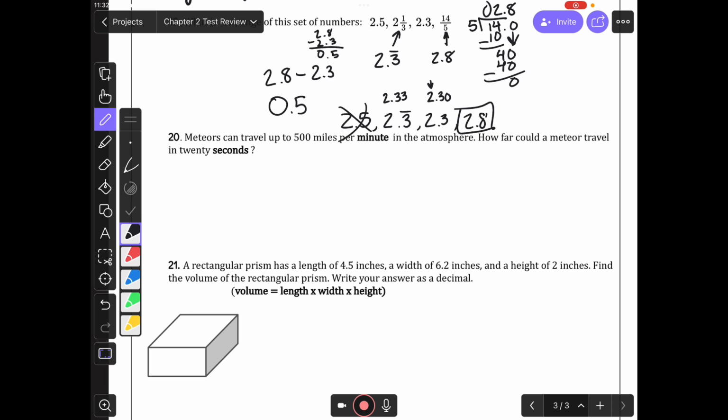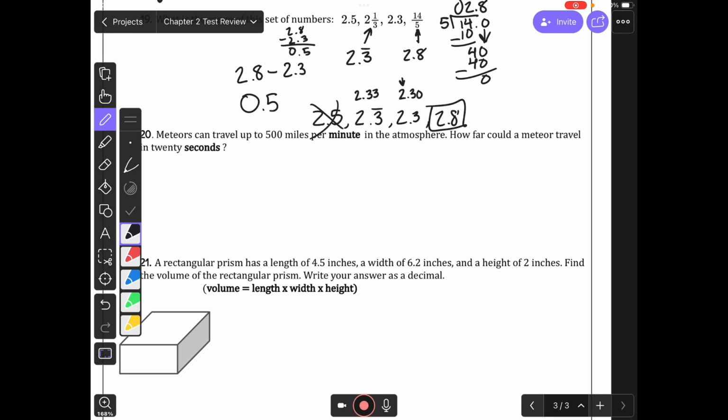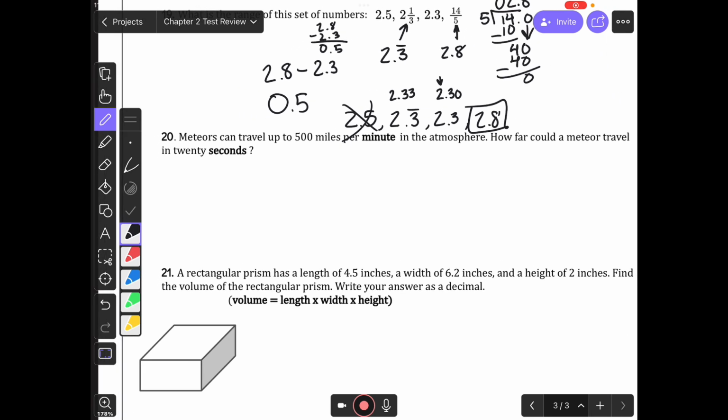Last two questions here. We have a problem that says a meteor can travel up to 500 miles per minute in the atmosphere. And it's asking how far could it travel if it was in 20 seconds. Okay, for this one, we kind of want to set it up a little bit like fractions, right? I know that for every 500 miles, it takes 1 minute. 500 miles per 1 minute.